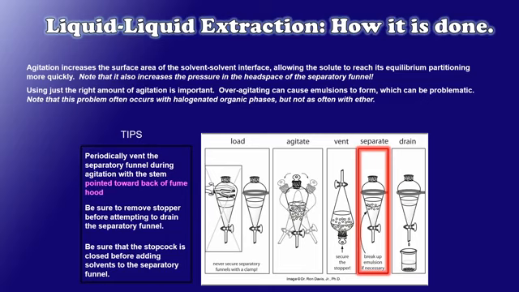Once the phases have completely separated, we isolate them from one another in space by opening the stopcock, being absolutely sure that the stopper is removed, and then allowing the lower of the two phases to drain out of the separatory funnel into a collection flask or beaker. At this point, we should have physically separated our compounds in space using liquid-liquid extraction.